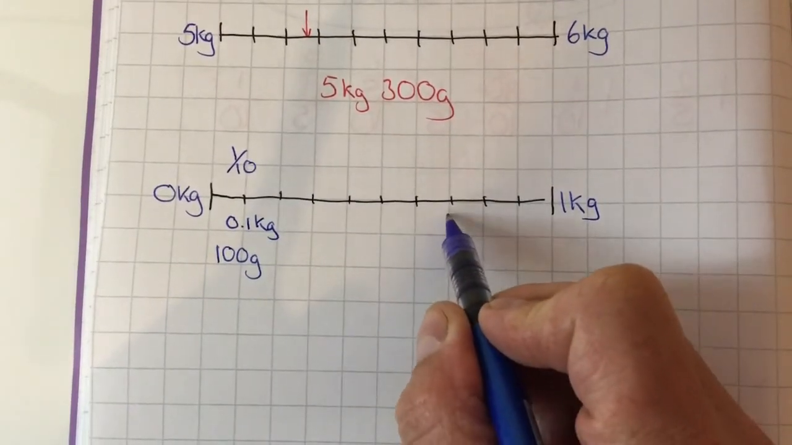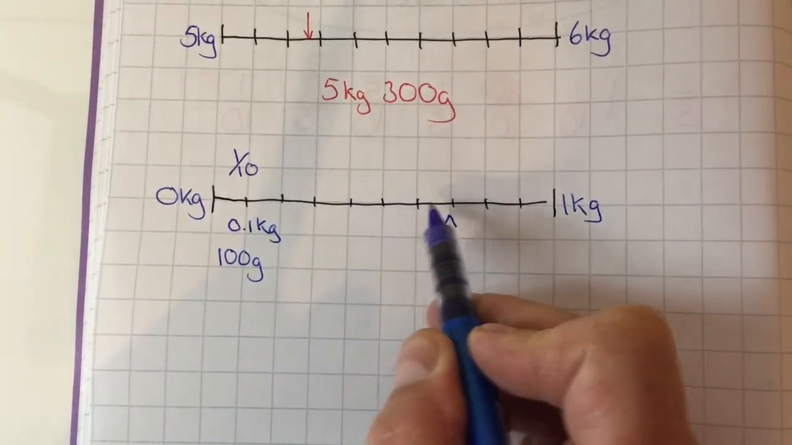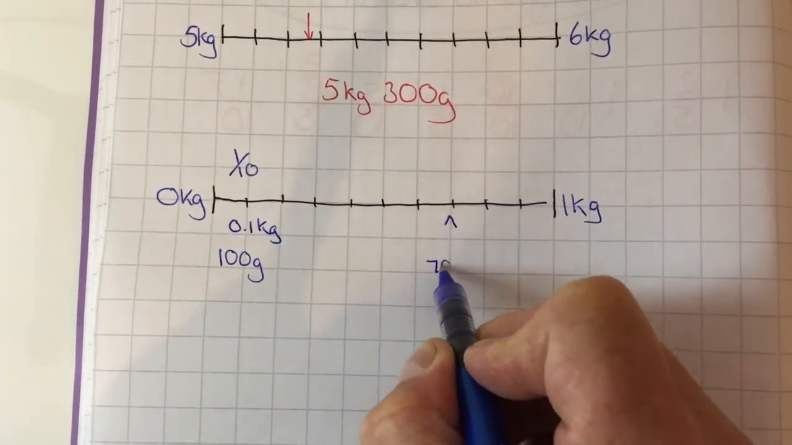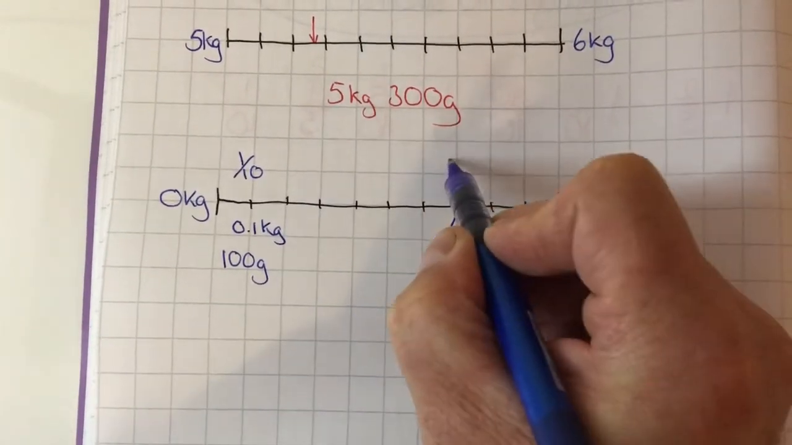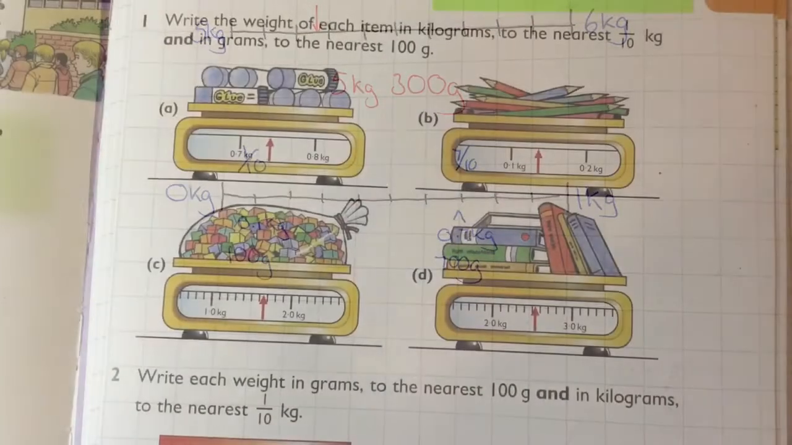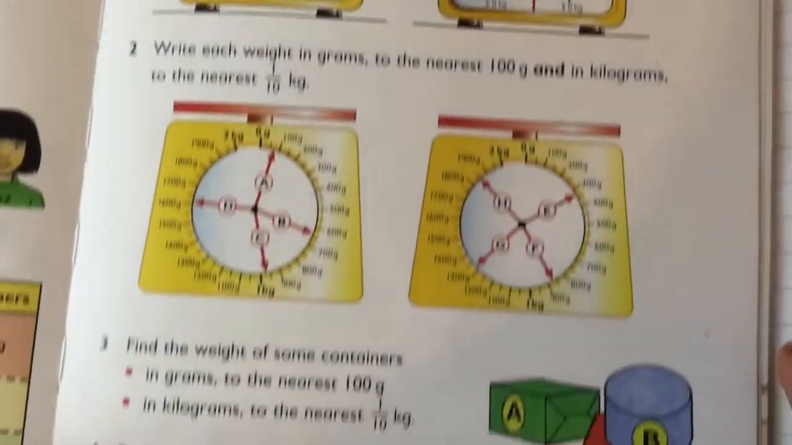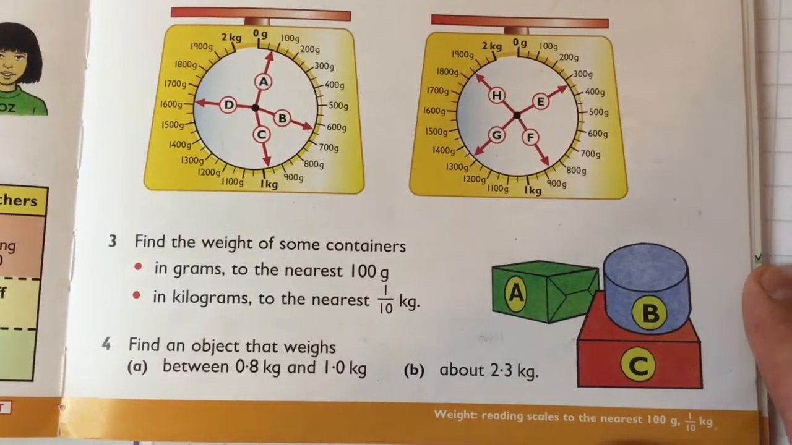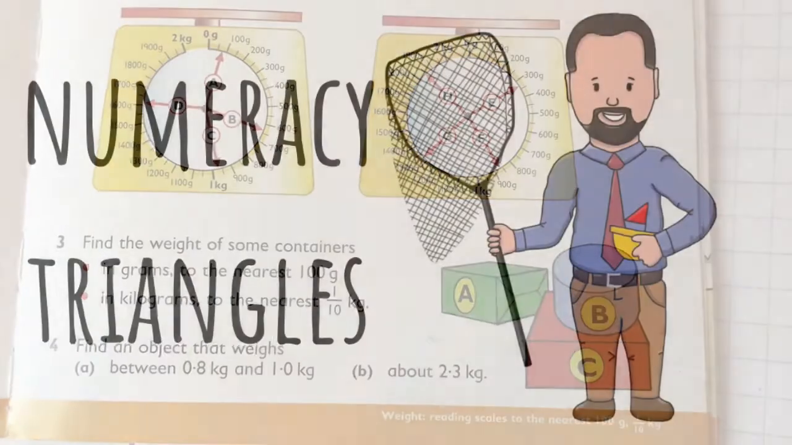So what would this one be then? Let's go. 1, 2, 3, 4, 5, 6, 7. We could say it is 700 grams, or we could say 0.7 kilograms, because that is 7/10 of a kilogram. So in today's work, you're going to be asked to use estimates just like that, using decimals of kilograms and also to the nearest 100 grams as well, reading lots of different scales and finding out what is the nearest 100 grams or 10th of a kilogram. Good luck, squares.